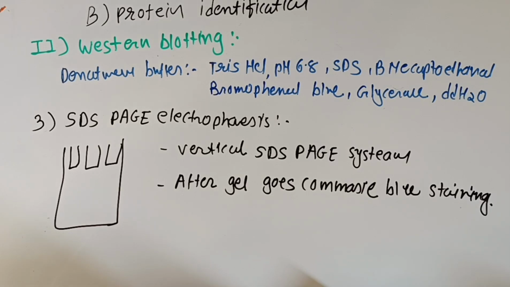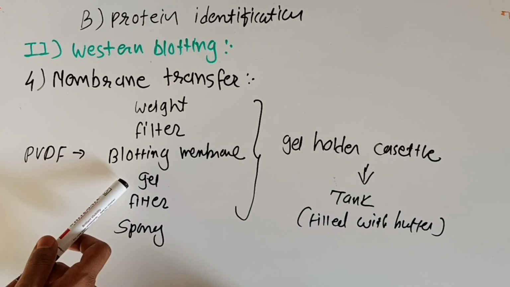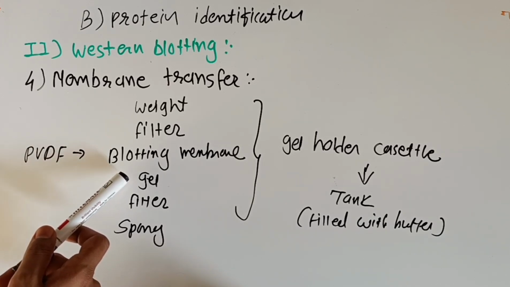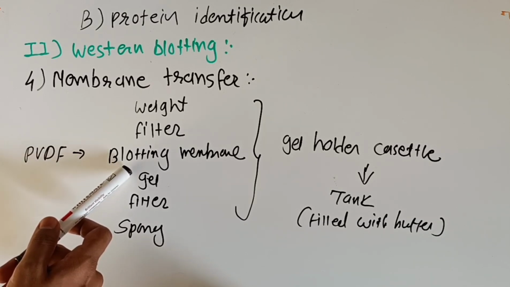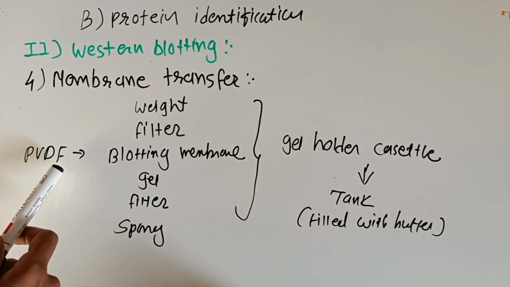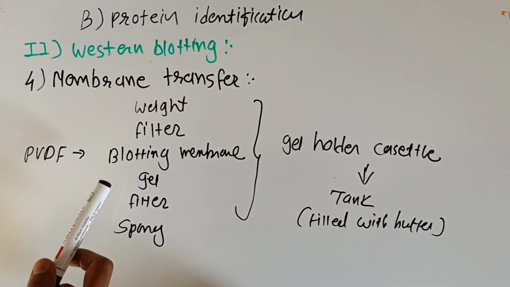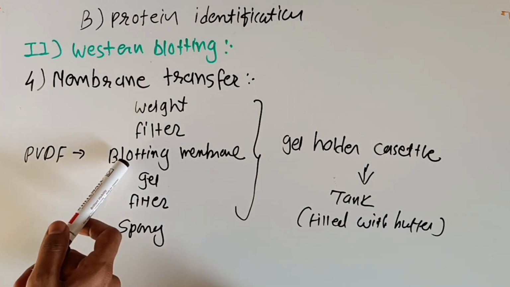The next step is a very interesting step, membrane transfer. The complete gel holder cassette is transferred into the tank, which is filled with buffer, and this kind of accessory is maintained. At the bottom, there is a sponge, then filter paper, the gel which we have prepared after electrophoresis, and above that gel there is the blotting membrane. The membrane is PVDF, polyvinylidene difluoride, which is specifically used for protein transfer. Then there is filter paper, and above that a weight. Now what happens? The protein trapped in the gel is transferred to this blotting membrane.